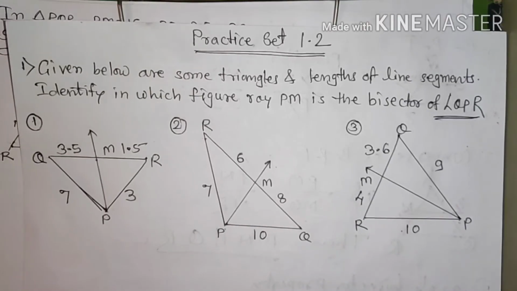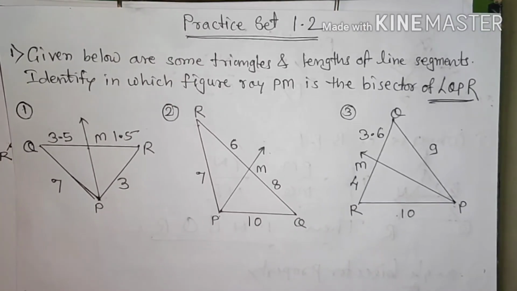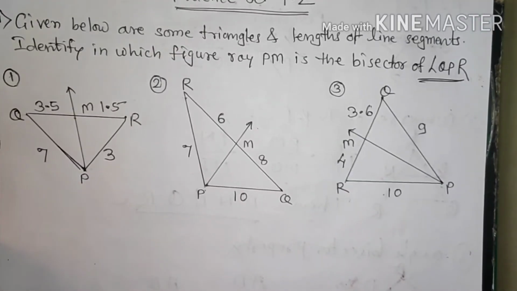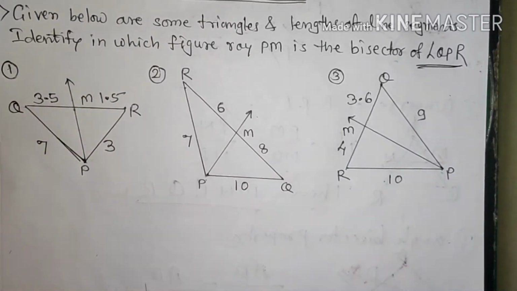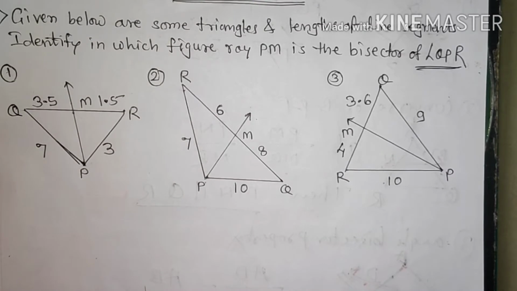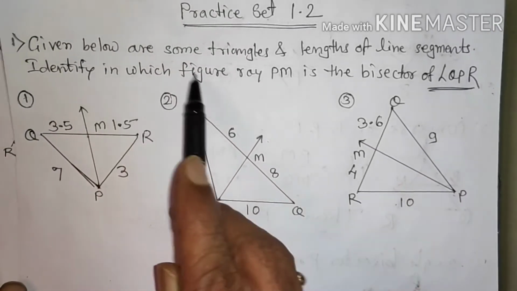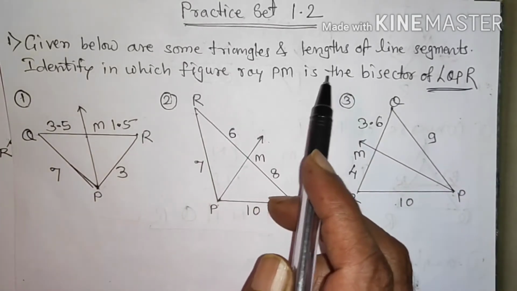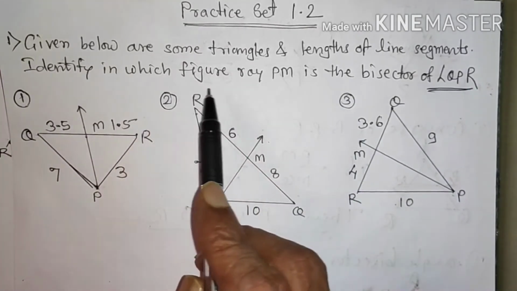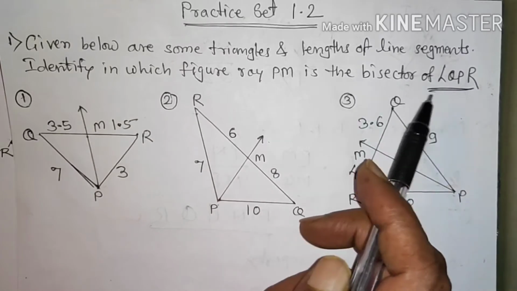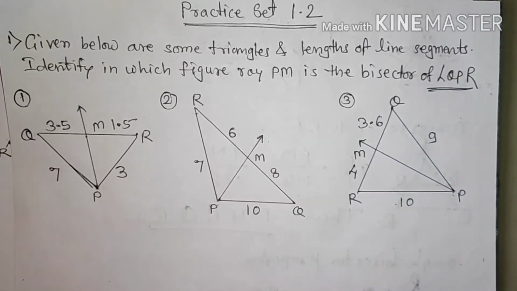Now let us start practice set 1.2, which depends upon BPT, angle bisector theorem, converse of BPT, converse of angle bisector theorem, and property of three parallel lines and transversal. Question number 1, let us see. Given below are some triangles and lengths of line segments. Identify in which figure ray PM is the bisector of angle QPR.